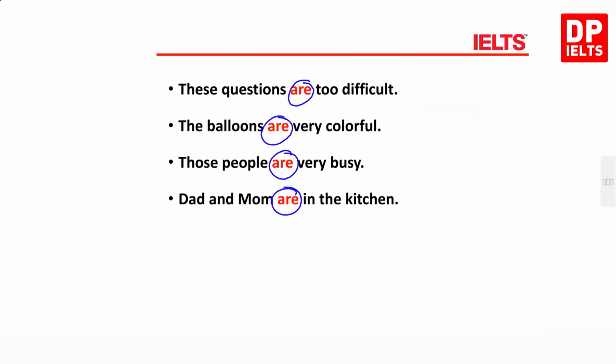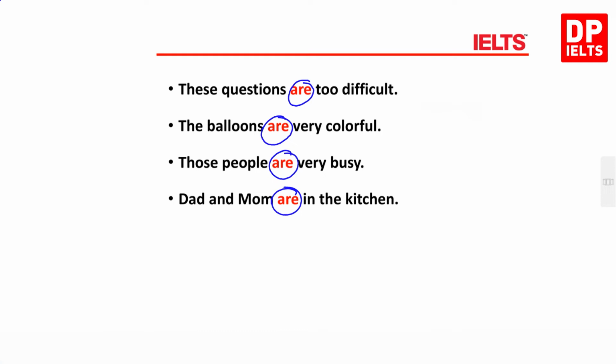Right? அடுத்தது பாருங்க. These questions are too difficult. இந்த கேள்விகள் ரொம்ப கஷ்டமா இருக்கு. The balloons are very colorful. இந்த balloons எல்லாம் கலர்ஃபுல்லாக இருக்கு, அழகான நிறங்கள்ல இருக்கு. Those people are very busy. அந்த நபர்கள் மிகவும் பிஸியாக இருக்கிறாங்க. Dad and Mom, இரண்டு பேர், Dad and Mom are in the kitchen. இருவரும் கிச்சன்ல சமையல் அறையில் இருக்கிறாங்க.